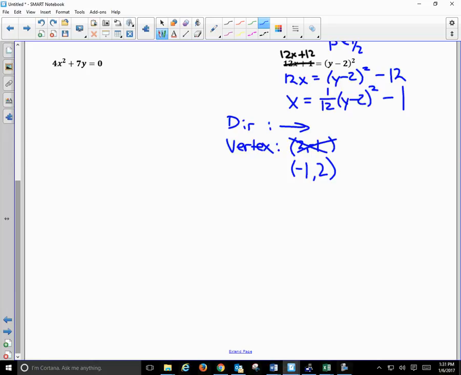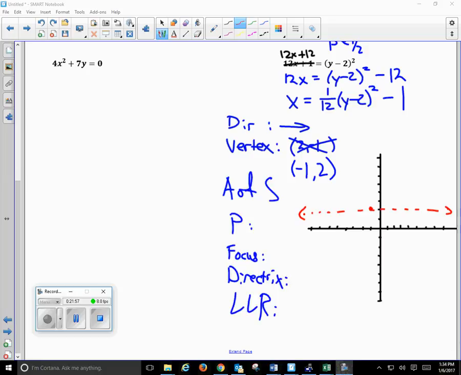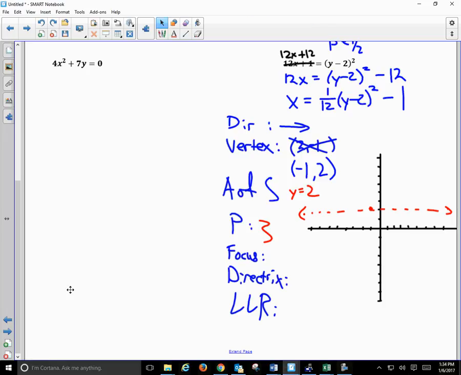We switched it to 12 because if it's 1, it doesn't work out very well. I just forgot to change the notes. Okay, I'm going to start putting it down so you guys can check your answer. The axis of symmetry should be y is equal to 2. The p-value is 3. The focus sits 3 units towards the inside. That location of the focus should be 2, 2.